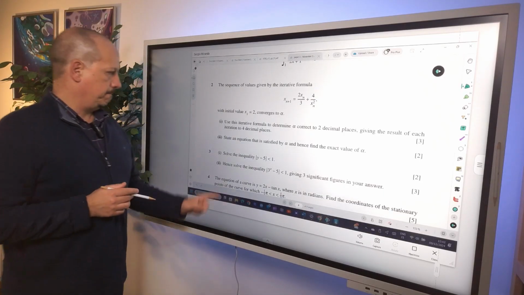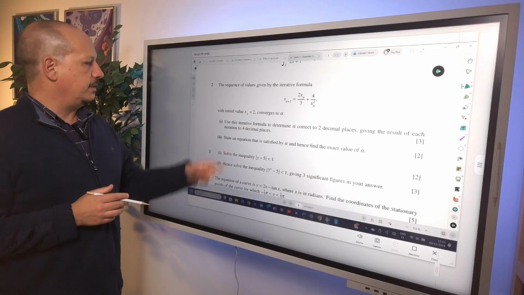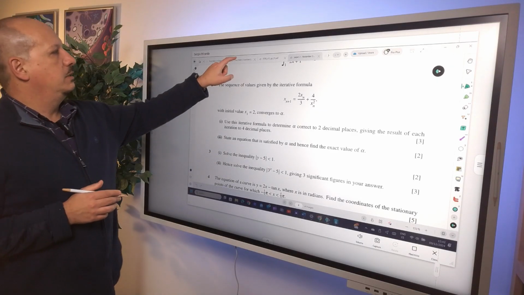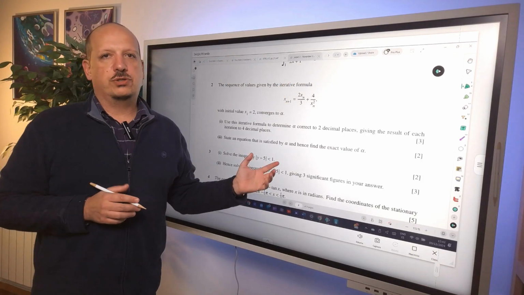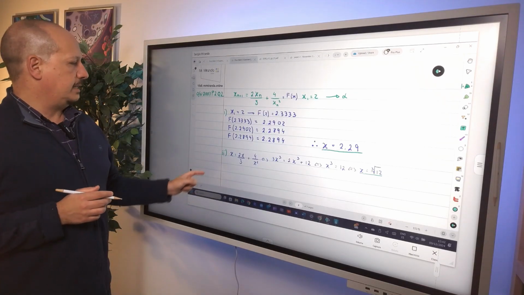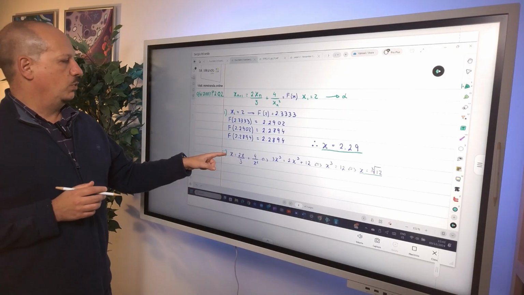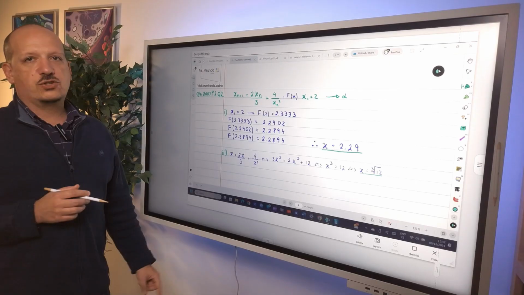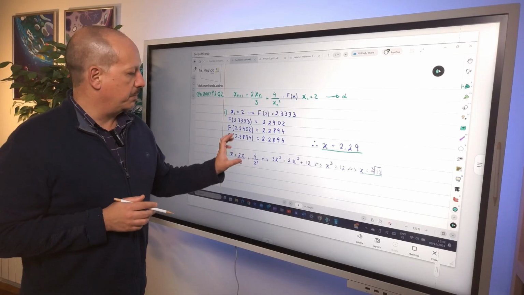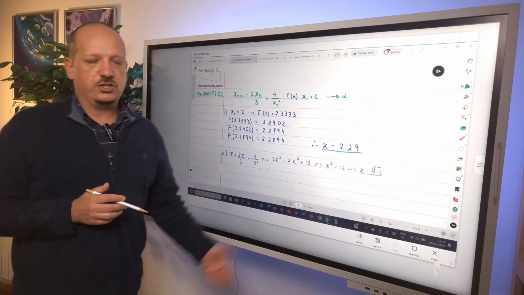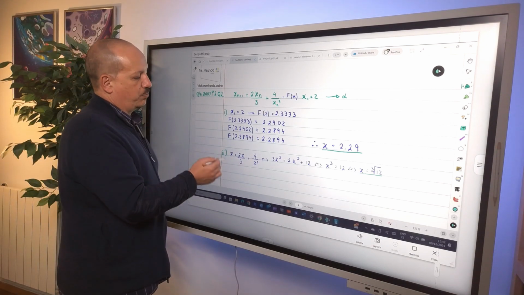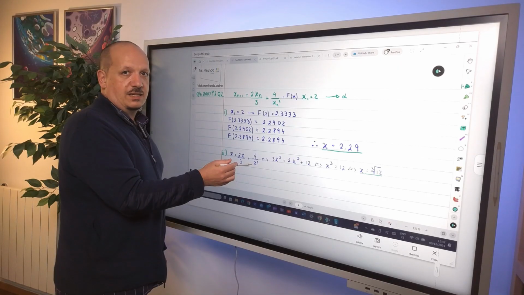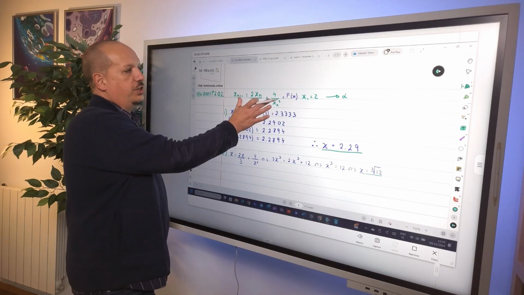Then state an equation that is satisfied by alpha and hence find the exact value of alpha. All right, based on that iterative formula, I know that the original equation was x equals 2x over 3 plus 4 over x squared. Here you are just doing the opposite of what normal procedure is, which is getting the expression of x equals big F of x, and then transforming this into the iterative formula.